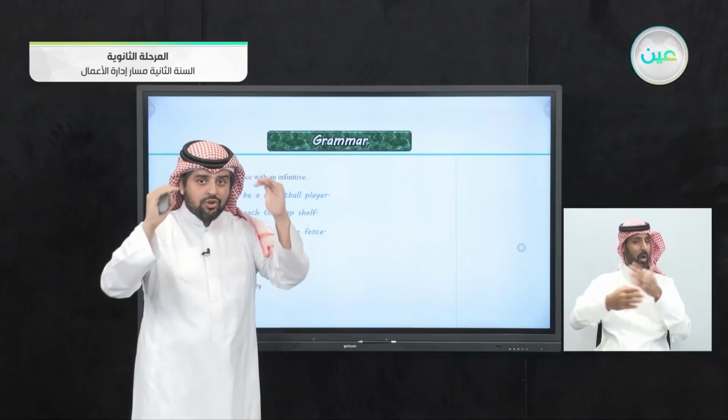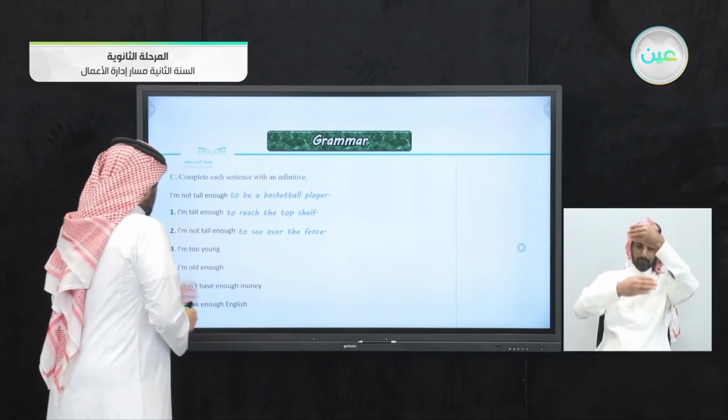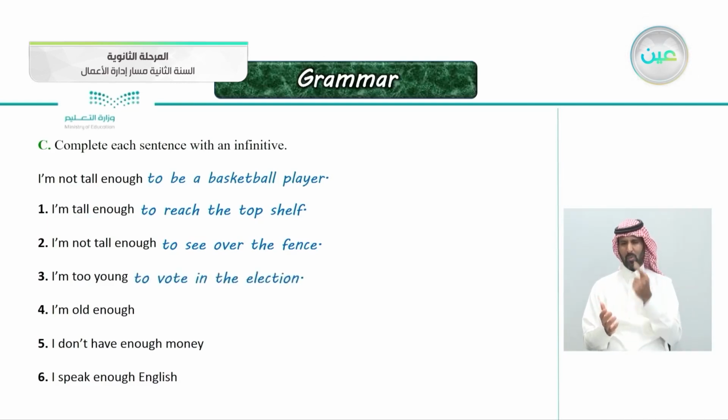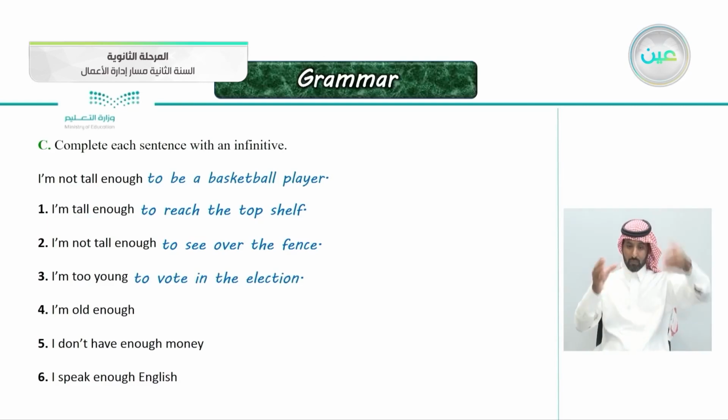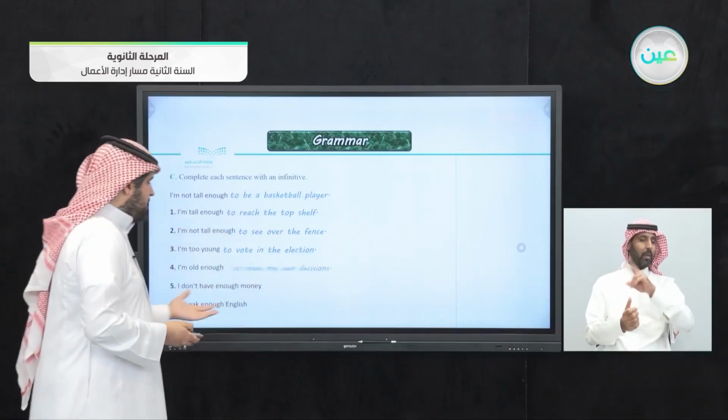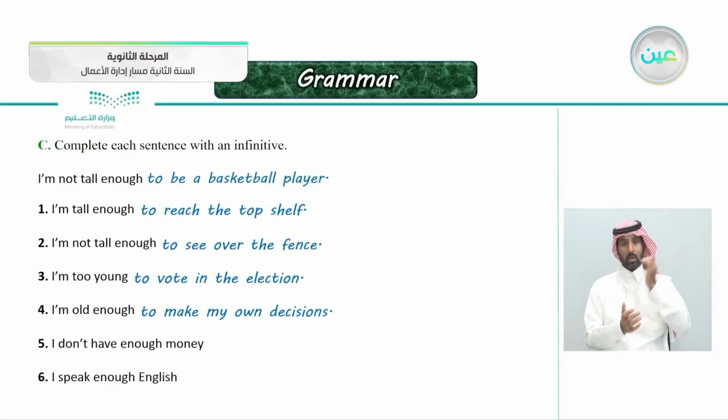I'm not tall enough. Number 3, I'm too young. So you can say it about yourself. I'm too young to drive, for example. Here I've written, I'm too young to vote in the election. Number 4, I'm old enough to do something. Like, for example, here, I'm old enough to make my own decisions.